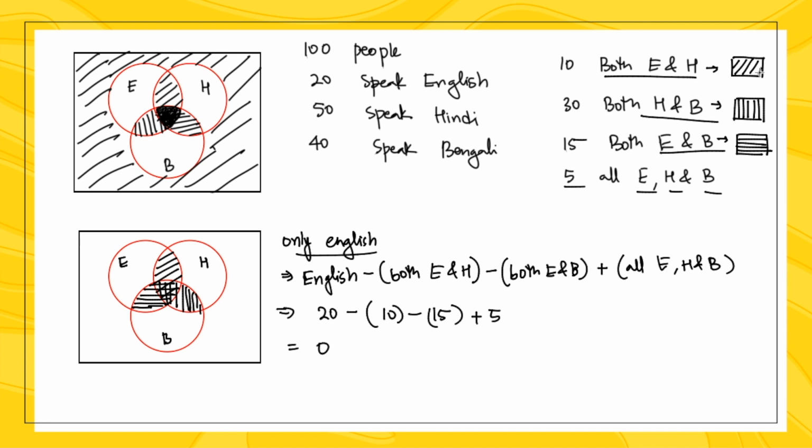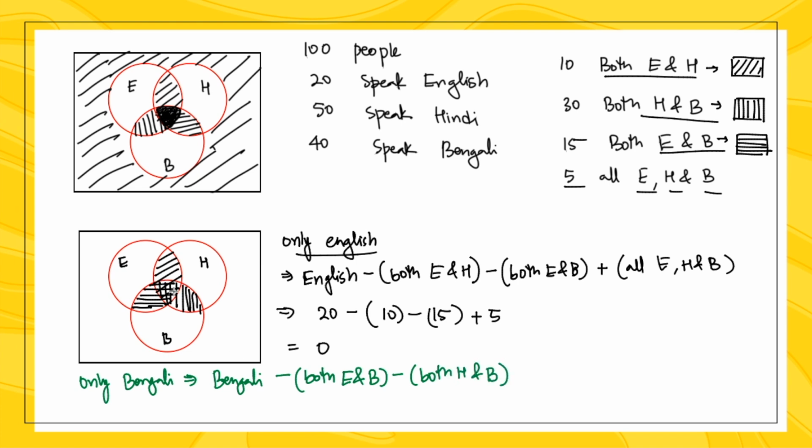Now if somebody asks you how to find out those who can only speak Bengali, let's find out that. For that again the same thing you have to do. From this whole Bengali speaking people, you have to subtract those who can speak English and Bengali both, this region. So subtract both E and B. Then you also have to subtract those people who can speak Bengali and Hindi both.